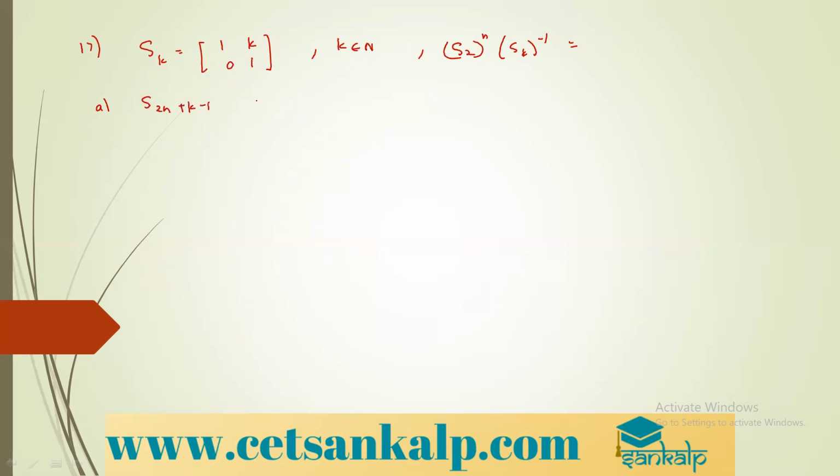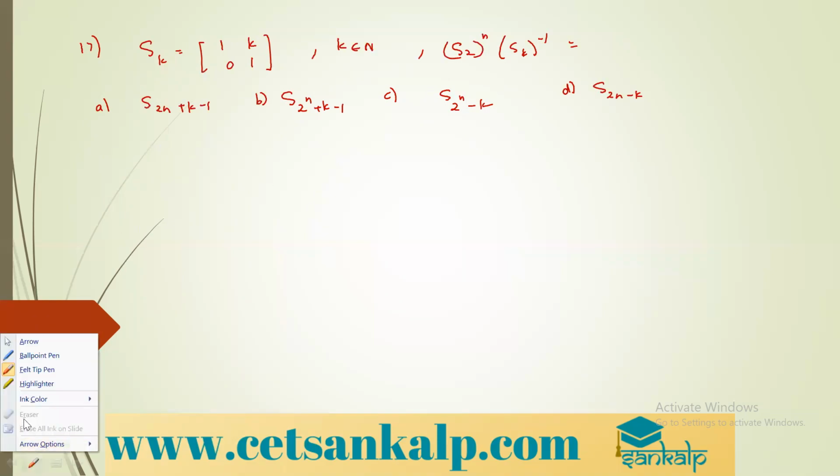S2n plus K minus 1. S2 power n plus K minus 1. S2 power n minus K. S2 2n minus K. So which of the options are correct? Let's see. We will start with S2 first.